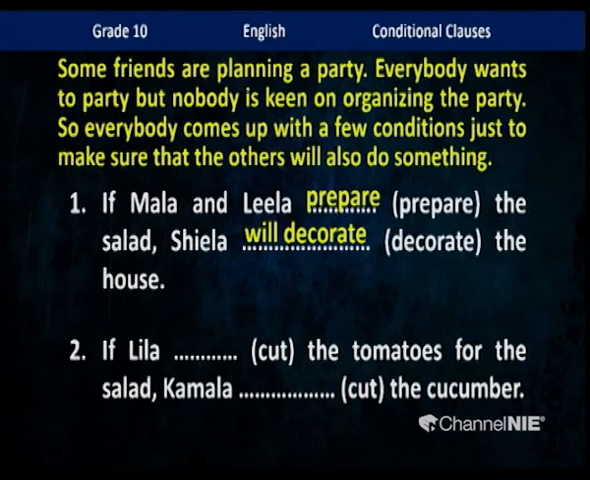If Leela cut the tomatoes for the salad, Kamala blank cut the cucumber. Again, two friends. Let us see. If Leela cuts the tomatoes for the salad, Kamala will cut the cucumber. Now see, the same word, same verb cut is used.